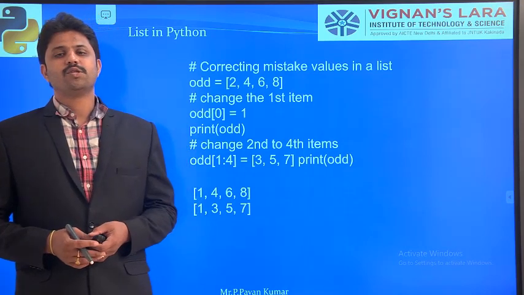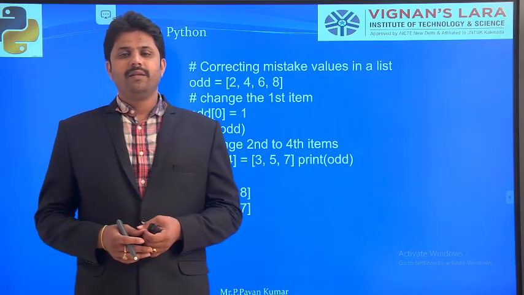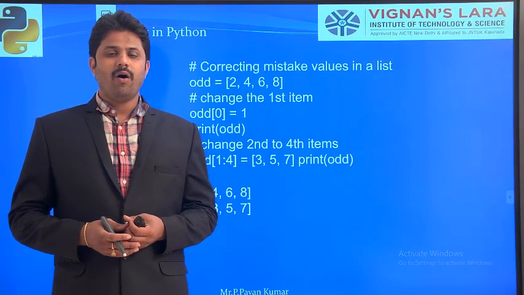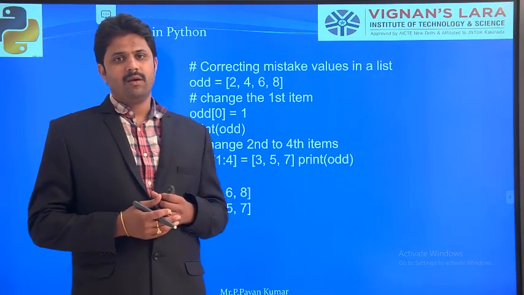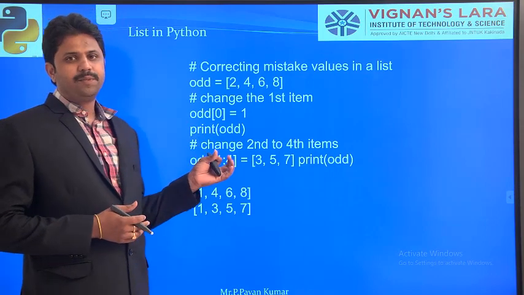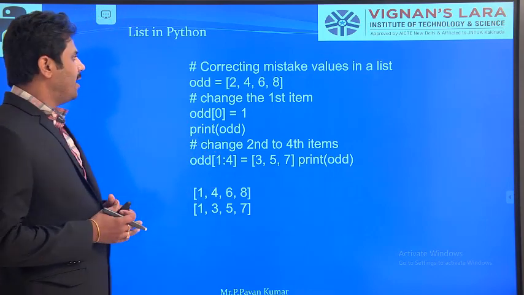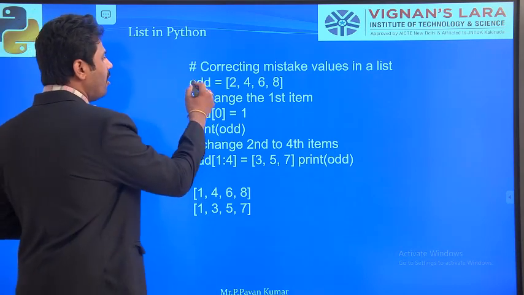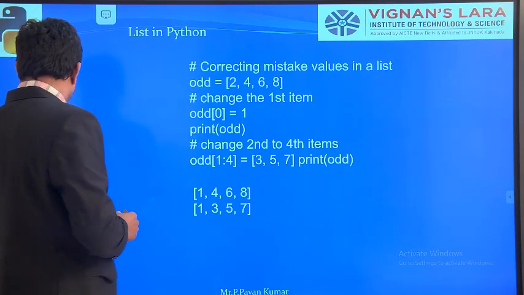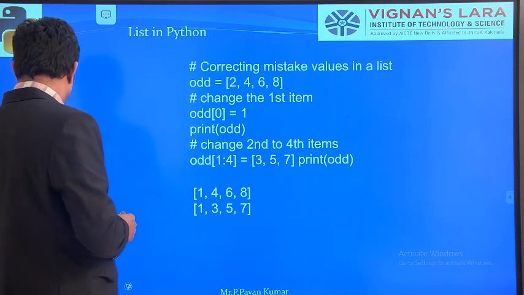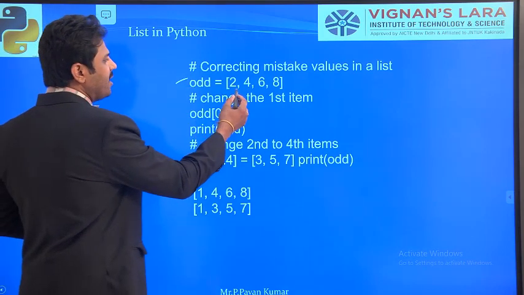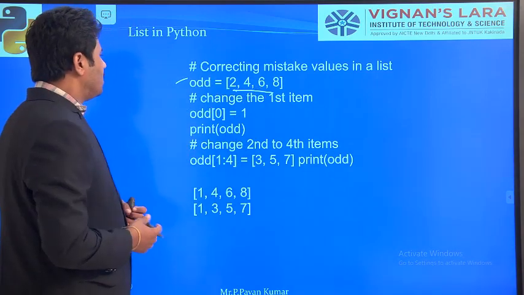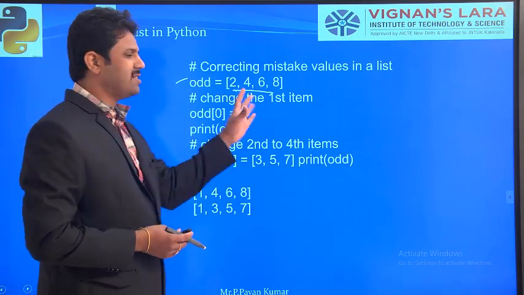Welcome to the session. In this session, we are going to continue the concept of list. We have a few concepts regarding list. Let us see. Here I have a list called odd. That means it contains some values: 2, 4, 6, 8.